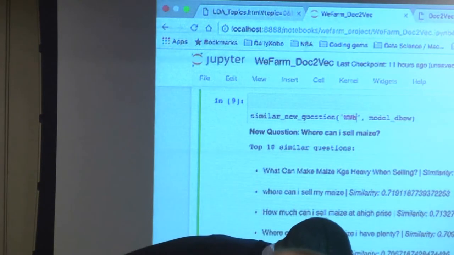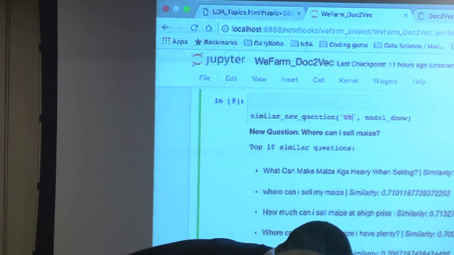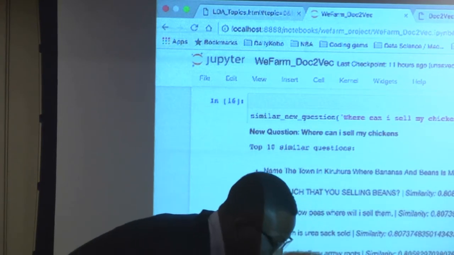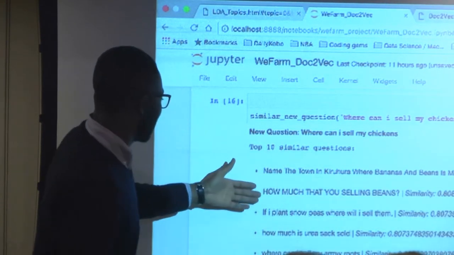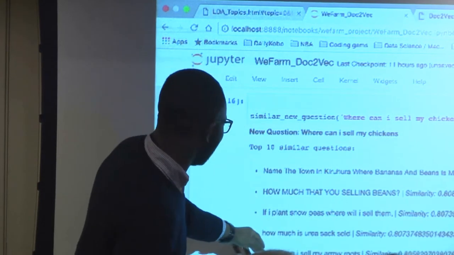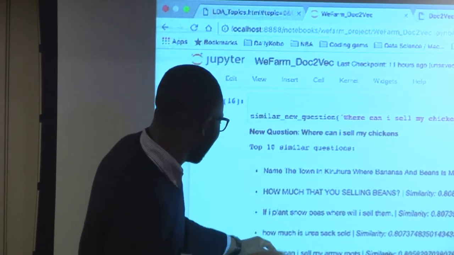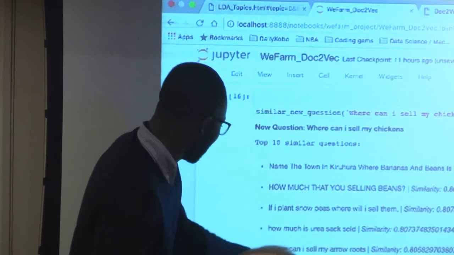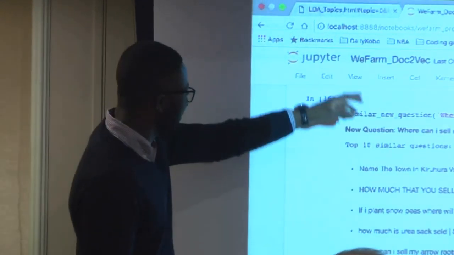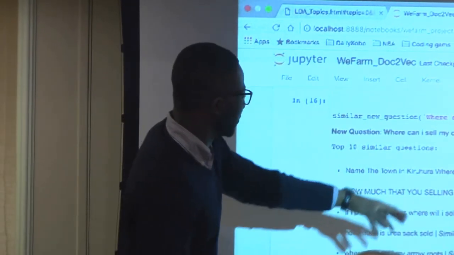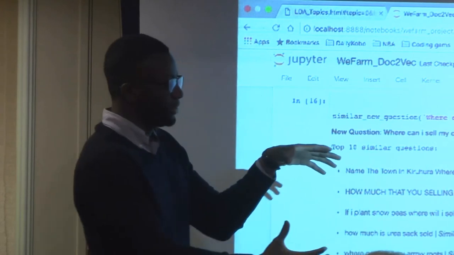Okay, let me spell that properly. Where can I sell my chickens? So those are the results of the question. How much do you sell beans? If I plant snow peas, where will I sell them? How much is onion sold? So sold, sell. You can tell the main topic, so you can essentially group these as selling questions.